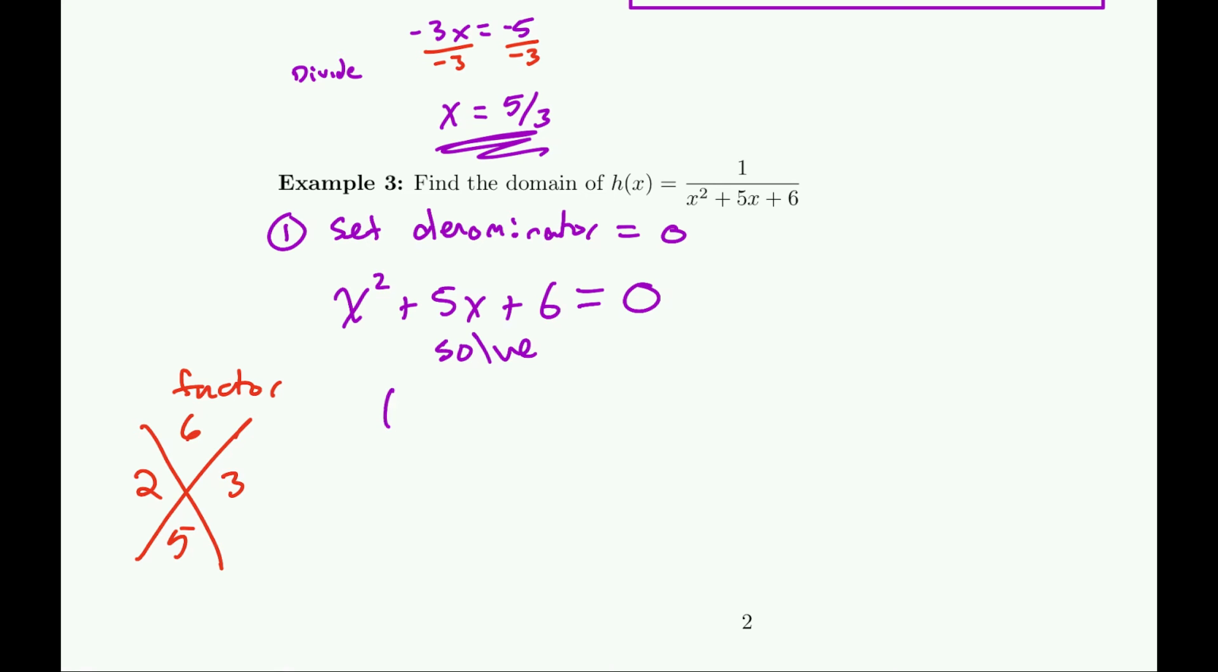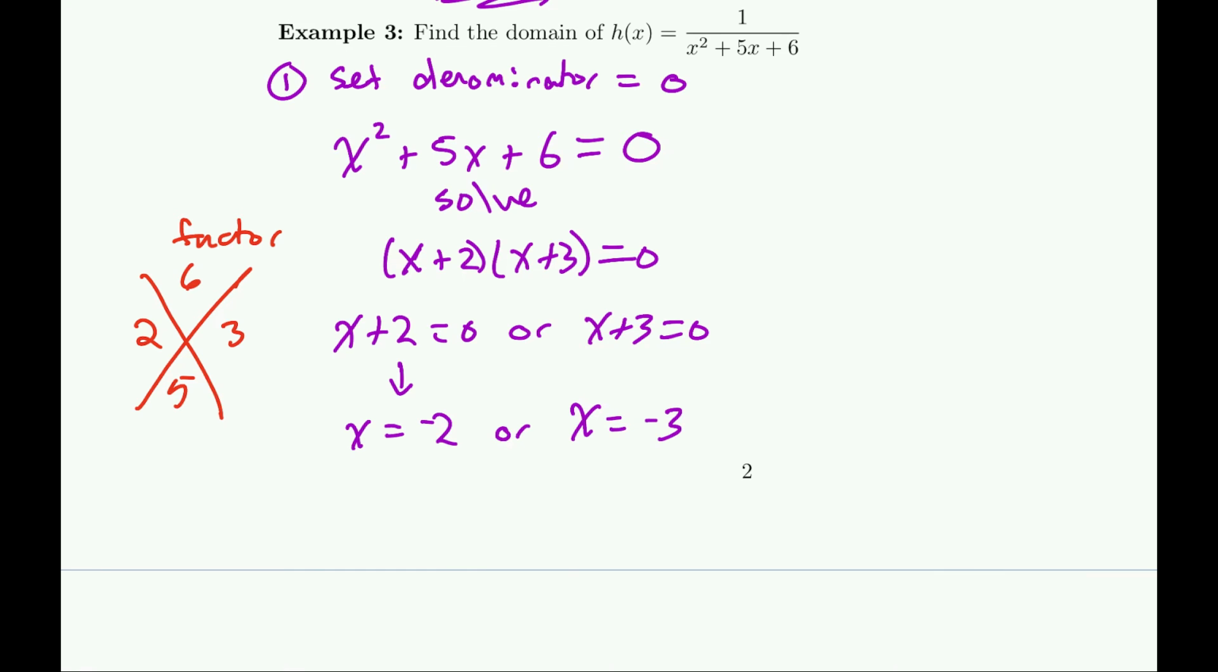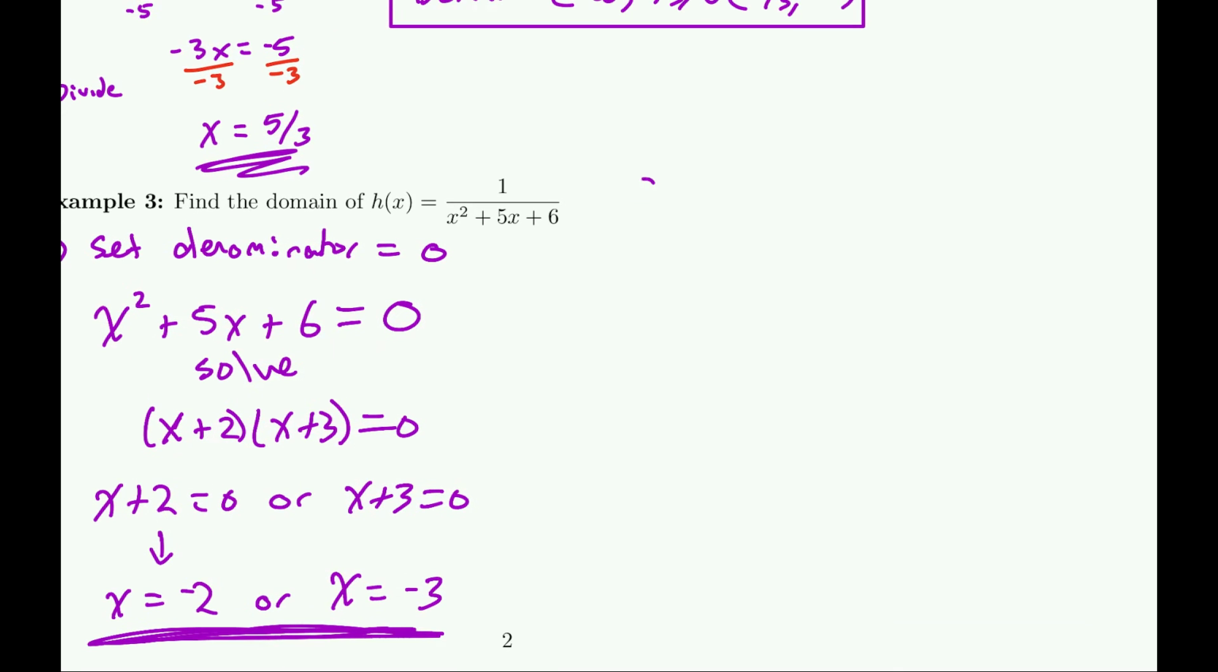So this is (x + 2)(x + 3) = 0. And I know that that means x + 2 = 0 or x + 3 = 0. And this one gives you x = -2, and this one gives you x = -3. So you're going to get those if you do this by hand, or you're going to get those if you do it on a computer. Now, that means that your domain is everything except those numbers.